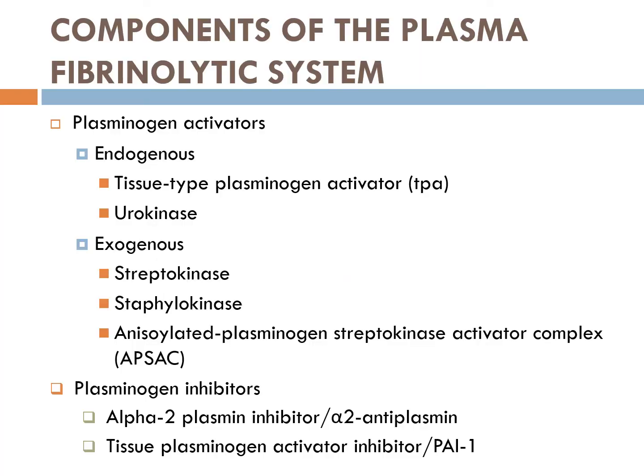So these are the components of the plasma fibrinolytic system. We have our plasminogen activators that are divided into two groups. We have the endogenous, and under endogenous activators, we have the TPA and the urokinase. For the exogenous activators, we have streptokinase, staphylokinase, and the APSAC, or the anisoylated plasminogen streptokinase activator complex. For the plasminogen inhibitors, we have alpha-2 plasmin inhibitor, or the alpha-2 antiplasmin, and the plasminogen activator inhibitor, or the PAI-1.